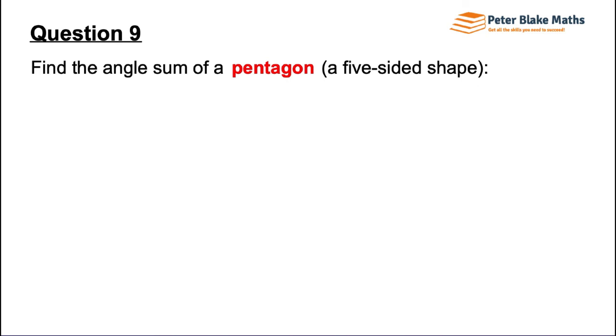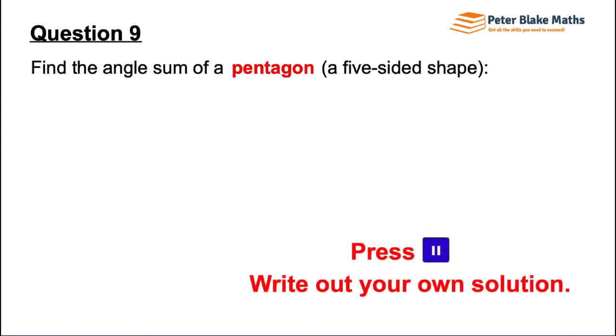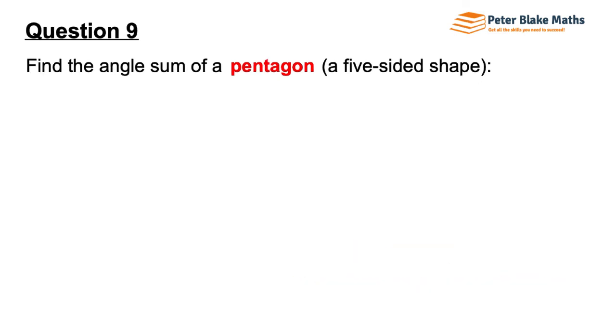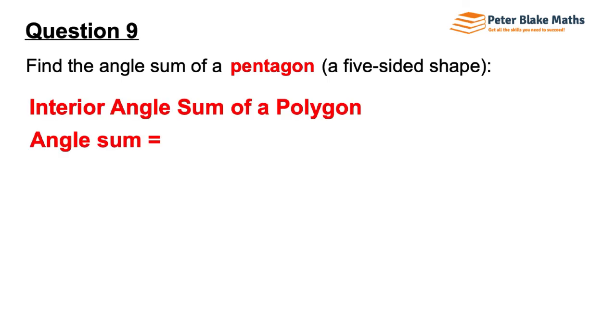Question 9. Find the angle sum of a pentagon, or a five-sided shape. Two ways to do this. We're going to either follow this one. The interior angle sum of a polygon has a formula where the angle sum is 180 degrees times the number of sides minus 2. I'll show you how that works.